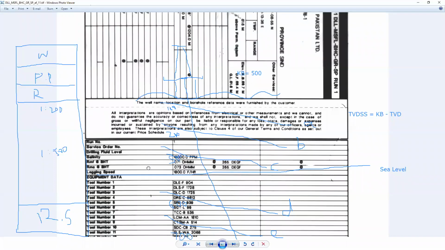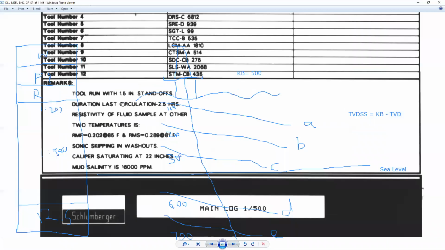The third block is for the remarks. They mention anything that the logging company observed during the drilling. Like they mentioned that the tool ran with 1.5 inches standoff. Duration of last circulation 2.5 hours. Resistivity of fluid sample at other temperatures, resistivity of mud filtrate and resistivity of mud cake. So this type of basic information is put in there, and if they got some ambiguities or applied some environmental corrections, then all of these things are available in the remarks.